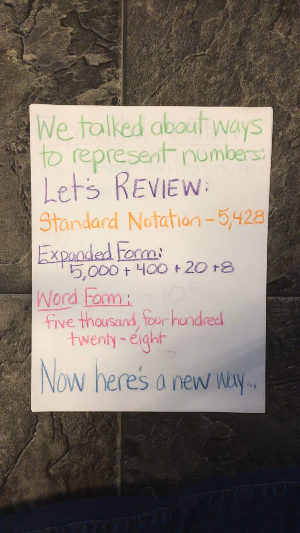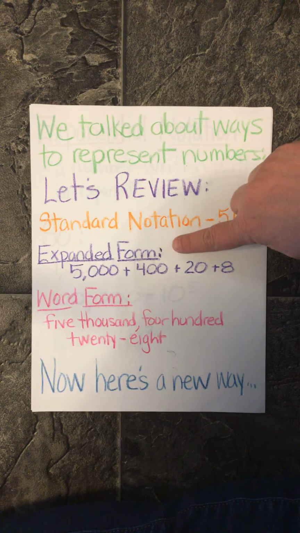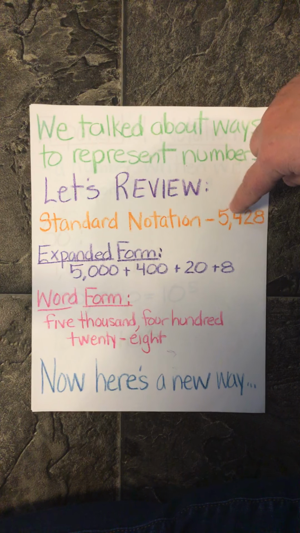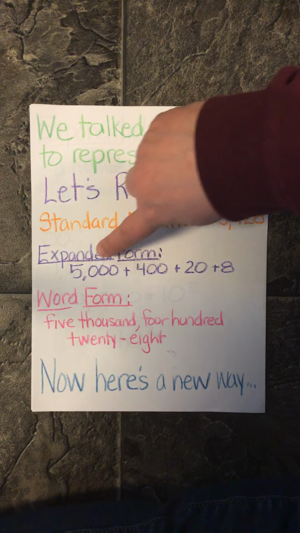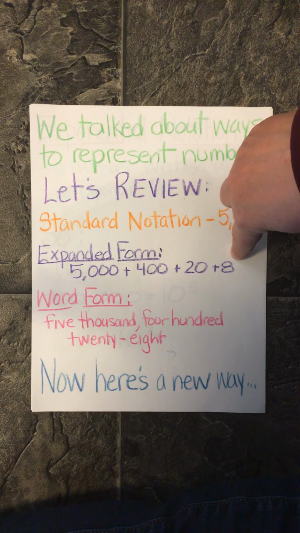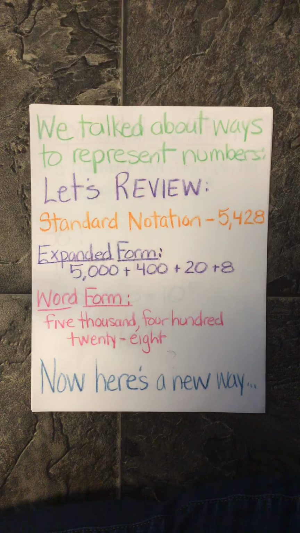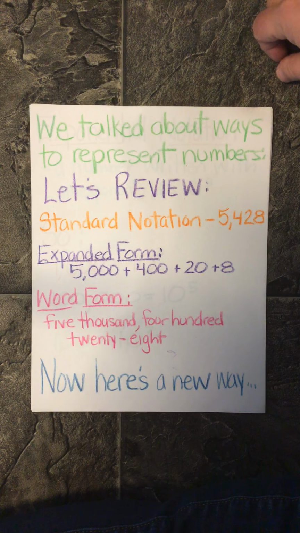In one of my other videos, I think the one on place value, we talked about ways to represent numbers. So let's review that real quick. Standard notation is the most common way. It's the way that you see numbers written all the time. Expanded form is when we take the digits in a number, write the value of each individual digit, and add them together. Word form is just that. We take the number and write it using words.